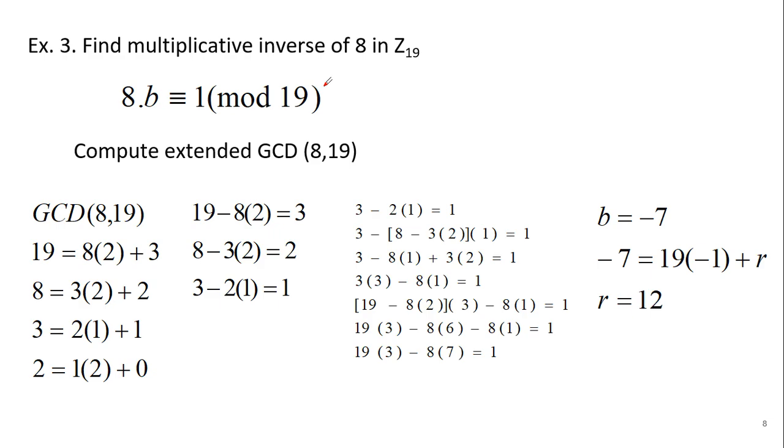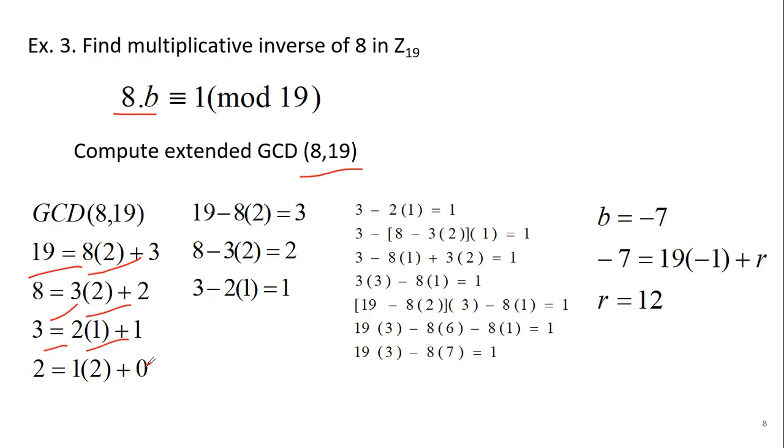Find the multiplicative inverse of 8 in Z19. 8b is equal to 1 mod 19. We will compute the extended GCD for 8 and 19. 19 is equal to 8 into 2 plus 3. This 8 will come here, and this 3 too: 8 is equal to 3 into 2 plus 2. Then this 3 will come here: 3 is equal to 2 into 1 plus 1. Then this 2 will come here, this 1 will come here.